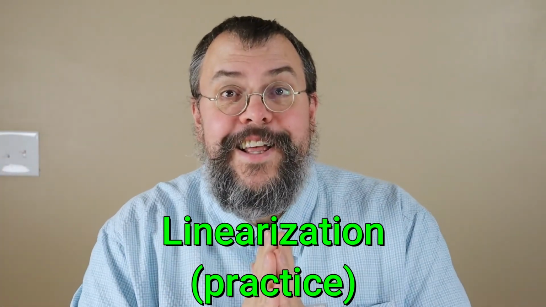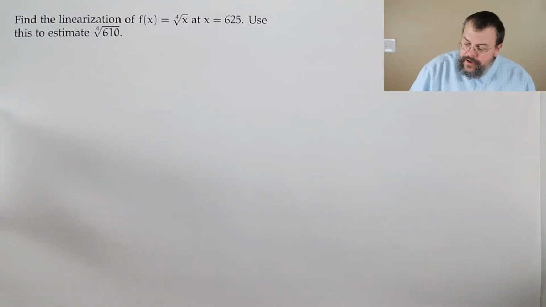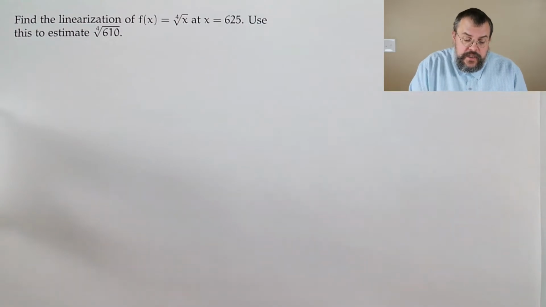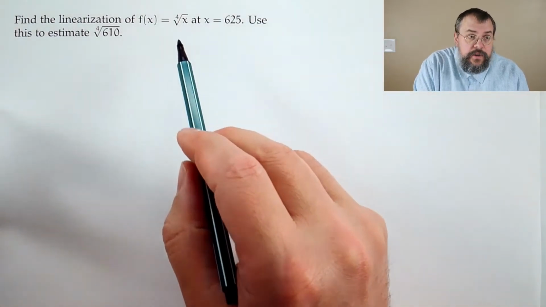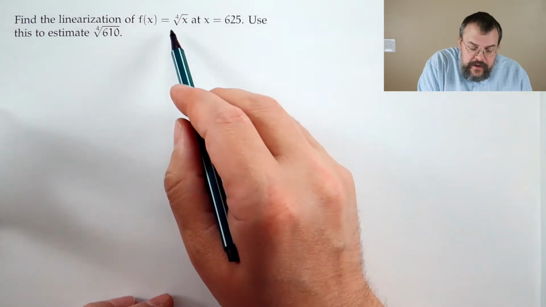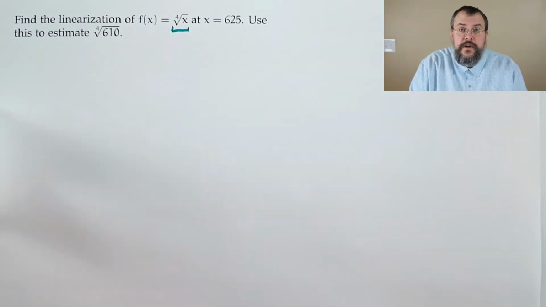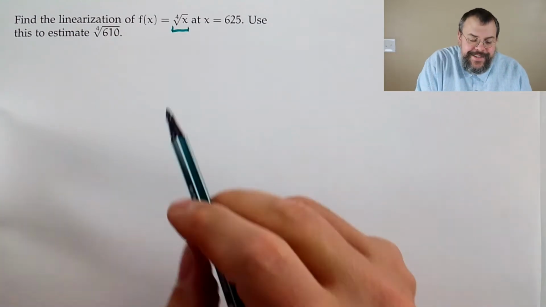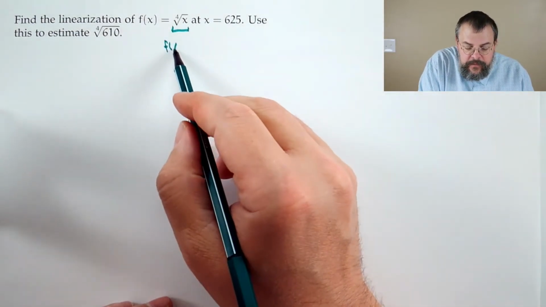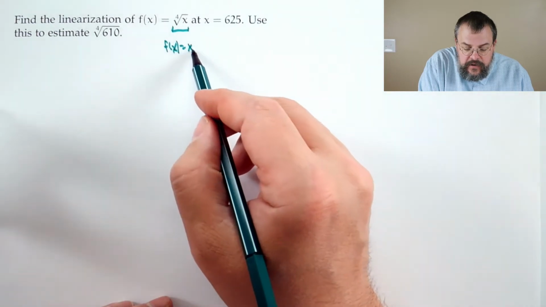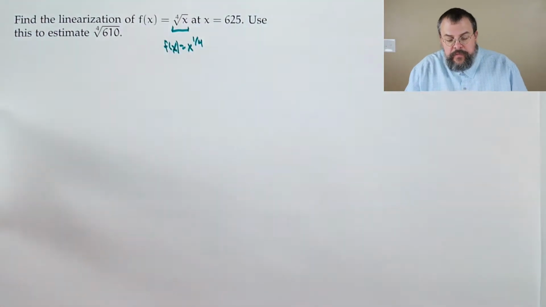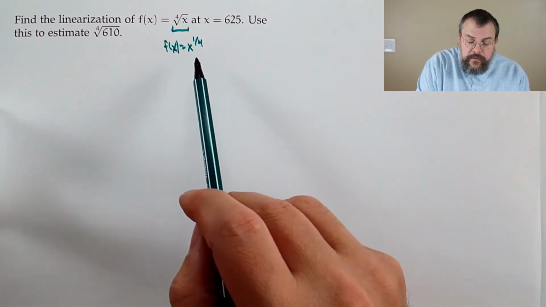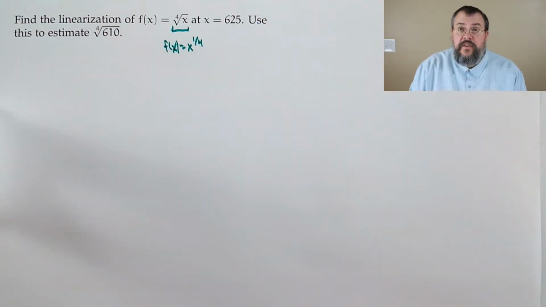All right, let's begin. The first problem, find the linearization of f of x, which is this symbol here. It means the fourth root of x. Now, if we were going to write this in a more calculus-friendly way, which of course we want to be, we are doing calculus, and we're friendly, so we would write this as f of x is x to the 1/4 power. All right, so we want to find the linearization of x to the 1/4 at x equals 625.